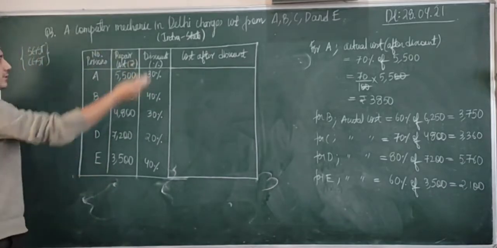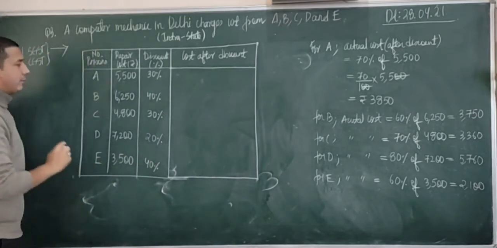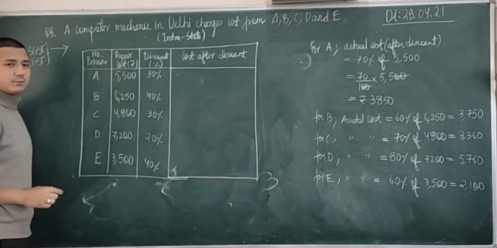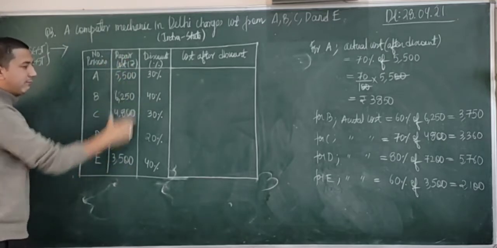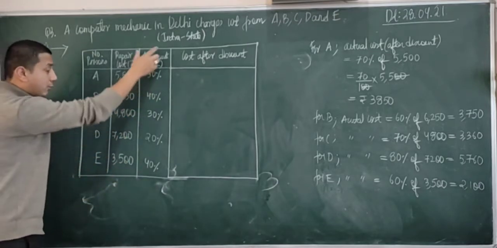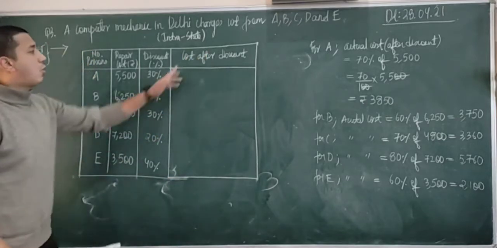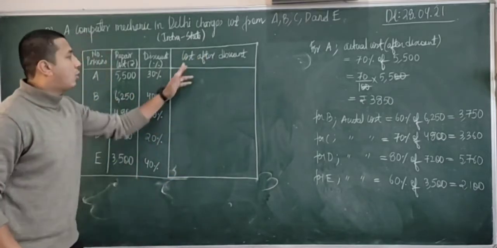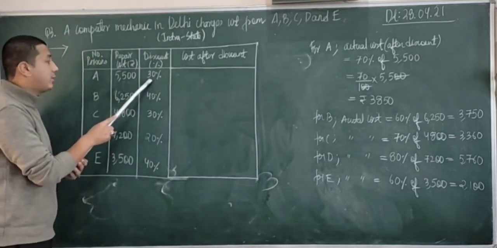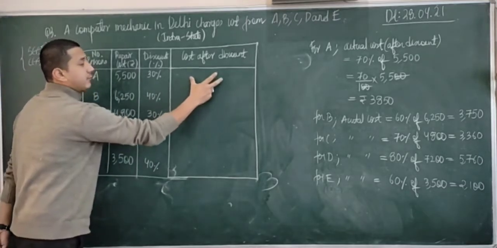Am I clear? So when you start this sum, the solution, make this table. The first column will be the number of persons A, B, C, D, E. The second column will be the repair cost for A, B, C, D, E respectively. The third column will be the discount column. This discount column is very important. And then the fourth column will be cost after discount, because A is getting how much discount? 30% of 5,500, and that difference will be out here.